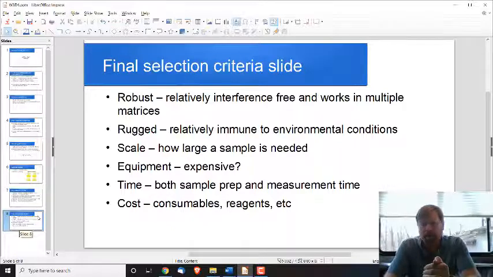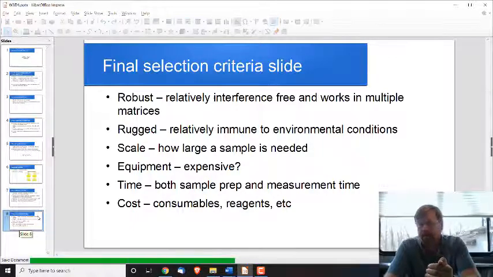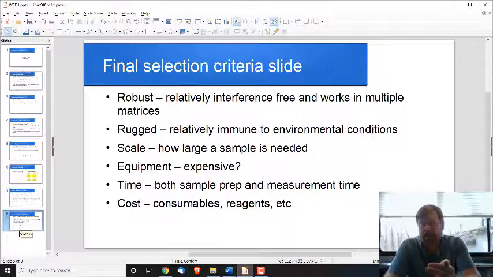So, for example, we might need to have different tests for testing for something in blood solution versus in water. So if we had a test that worked in both, it would be more robust than a test that only worked in one or the other.